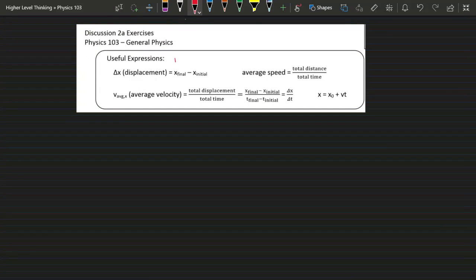So looking at the first equation, we have displacement. Displacement is really similar to this word here, distance. And it's important to know the difference between the two. So if I have a route and I have a starting point and I move 10 meters to the right and then 6 meters back to the left, I would say my distance is 16 meters.